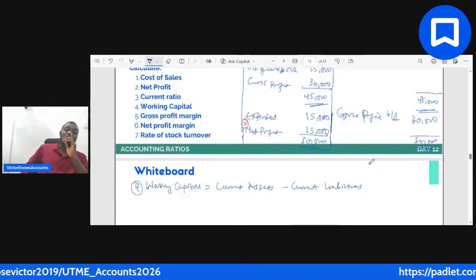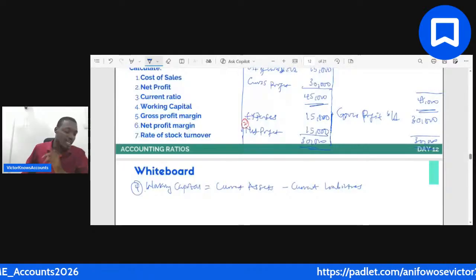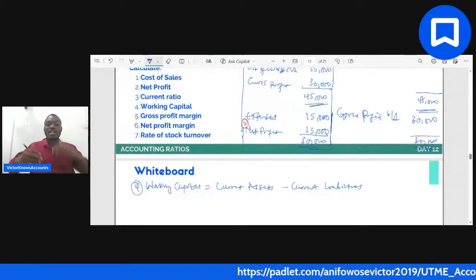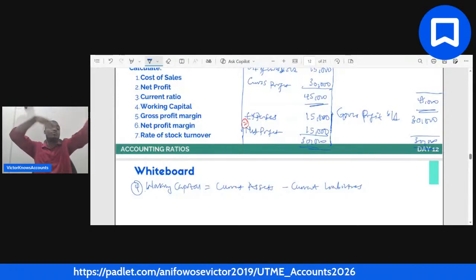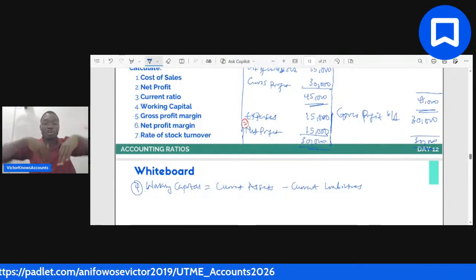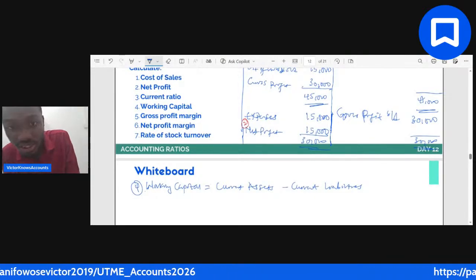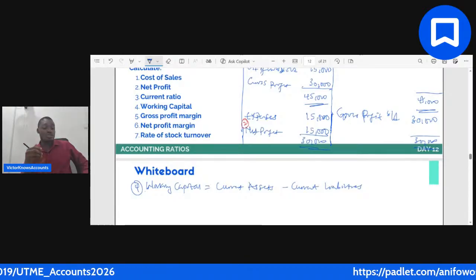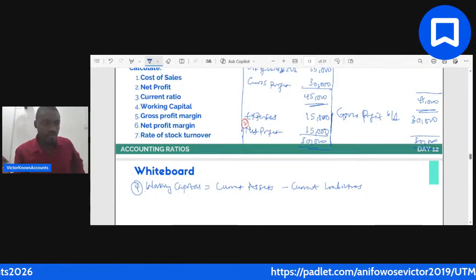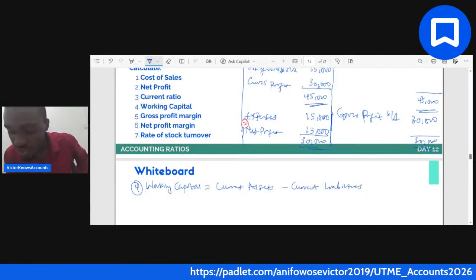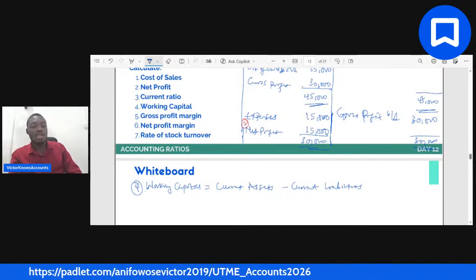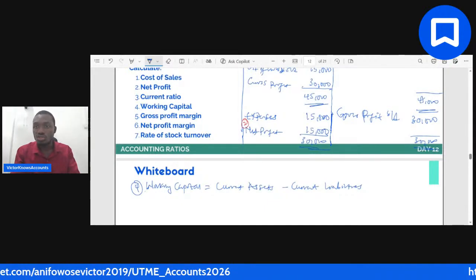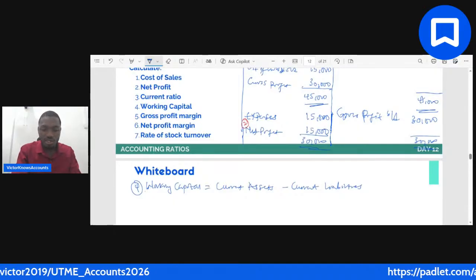Your working capital is current asset minus current liability. So you are trying to see how much money you have to settle your day-to-day expenses. That is, if you use your current asset, which is money that you can get within this year, to settle your current liabilities, will you have any more money left? Do you understand that? So that's the money used for the day-to-day running of your business.